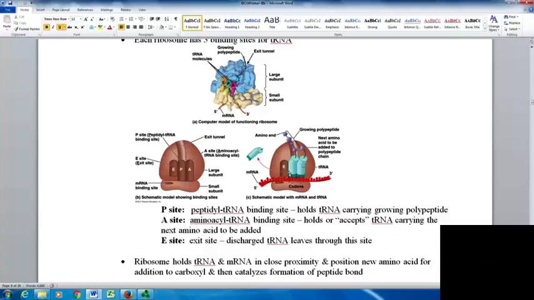Your E site is the exit site. This is where you're going to have your discharged tRNA leave. So as they are progressing down the line, what is in the P site eventually moves to the E site. What's in the A site eventually moves to the P site. What's in the E site is going to be ejected.